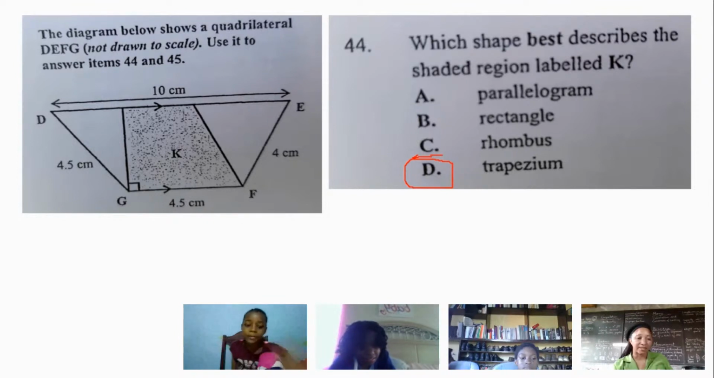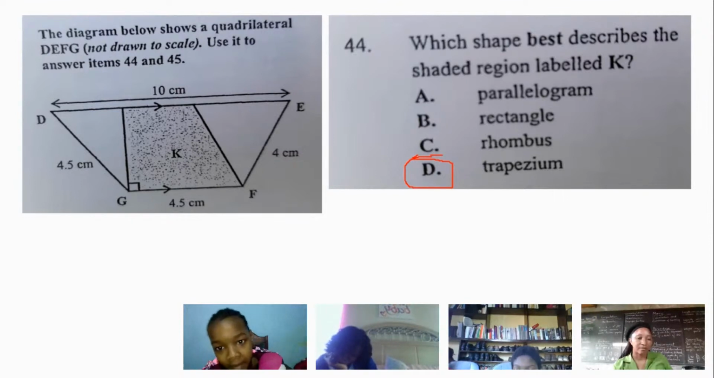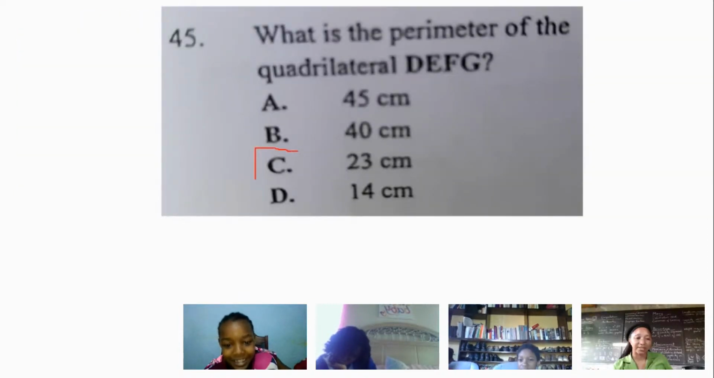How did you get that? Miss, I added up all the numbers. I added 10 to 4.5 to 4.5 to 4, and I got 23, Miss. All right, so that is correct. That one was quite easy. Yes. Okay, ma'am.